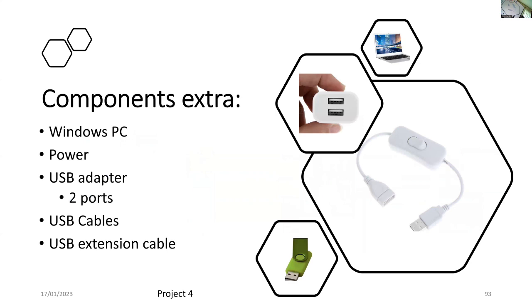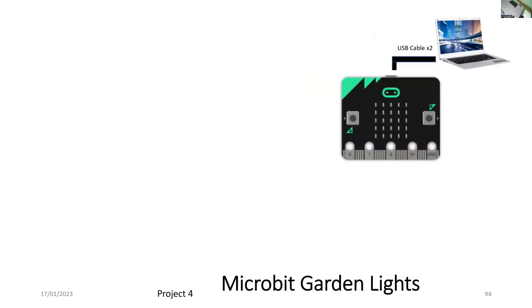And the extra components, we need a Windows PC with power and a USB adapter with 2 ports. One of them will go into BitMaker, and the other one will go into the LED lamps. We need USB cables and a USB extension cable. So how does it all connect together?